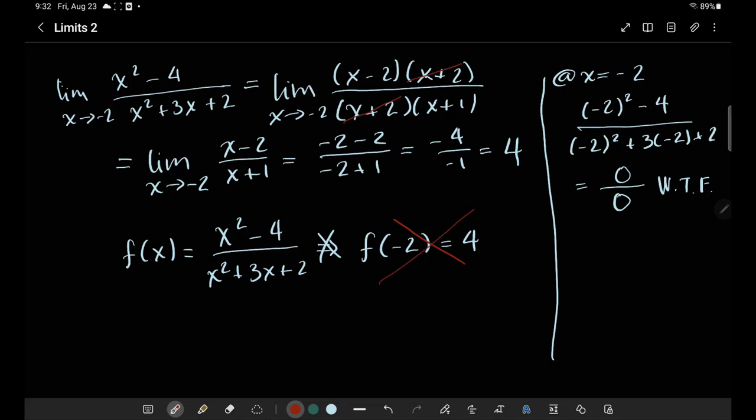That's not true. But in the limit sense, what the limit is telling us is you don't quite get that value, but the function gets arbitrarily close. You can get as close as you want to that value of 4.